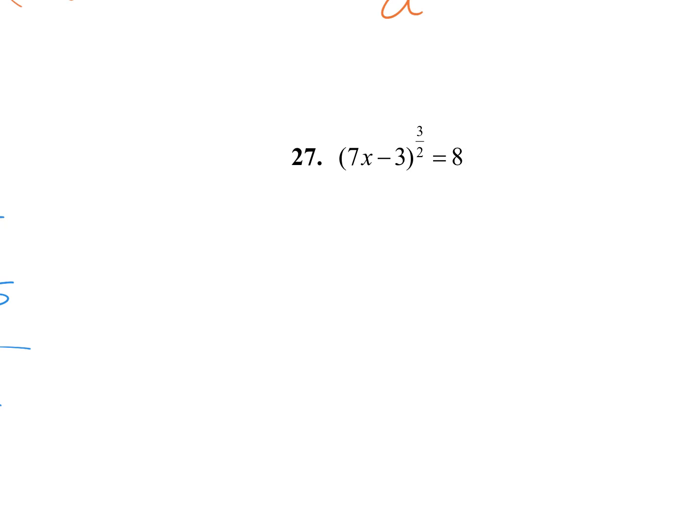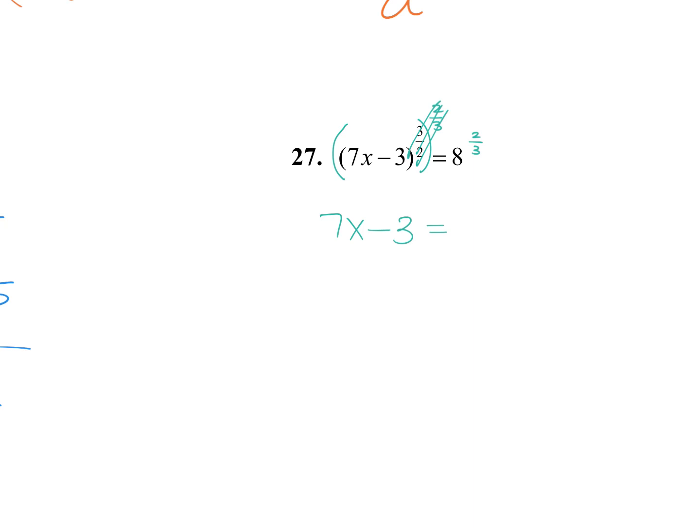Take everything to what power? 2/3, the reciprocal, right? Take it to the 2/3 and take it to the 2/3. So this one is 1, so you just get 7x minus 3. Anyone know 8 to the 2/3 power off the top of your head? You can plug that into your calculator, by the way.